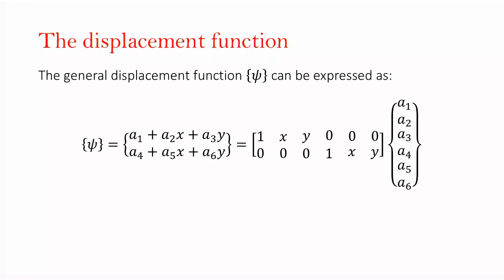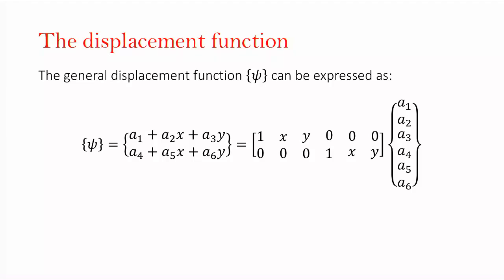Can anyone tell me how we can find them? It's exactly the same as what we did for the spring element and the truss element. Exactly. So do you know how many boundary conditions we do have? Yeah, I heard it, 6. So we do have 6 equations, 6 unknowns. To solve all the equations, we need 6 boundary conditions, right?